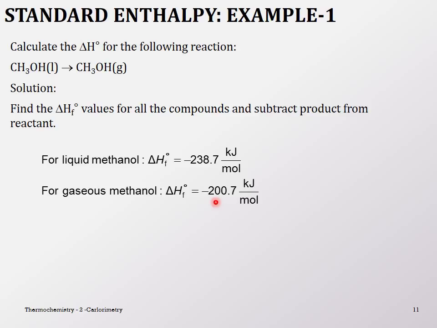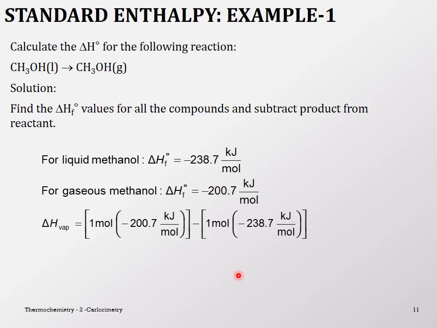So then you subtract the reactants from the products. The gaseous methanol is the product, so product minus the reactant, that's what you do, and boom, that's your answer. So subtract the two and you get the answer, which is 38 kilojoules. So it's a very straightforward thing. Again, here is your product, 1 mole of 200.7, and then 1 mole of the reactant over here. Nothing much to it.